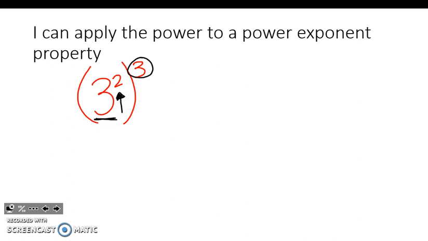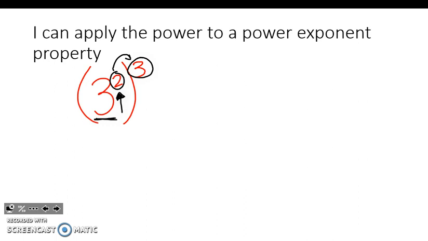Okay. So on these problems, you're going to have a base that is raised to an exponent, or you might have to put that exponent of 1 on there, but everything has an exponent, remember? So everything has a base and an exponent, and then on the outside is another power. That's why we call this power to a power.